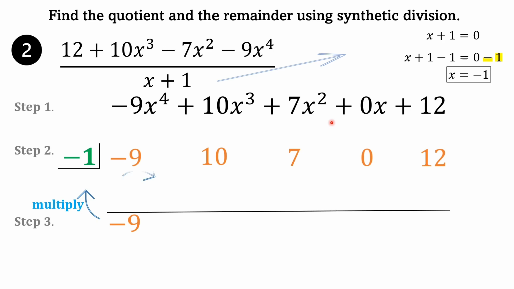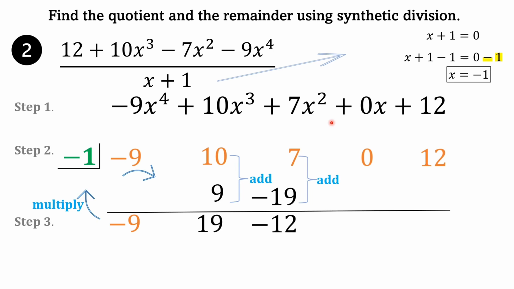The product will be written under the second coefficient. Add the second coefficient and that product. That is 10 plus 9 equals 19. Again, multiply it with negative 1. Write the product below the third coefficient, negative 7. Then add. That is negative 12. Again, multiply it with negative 1.